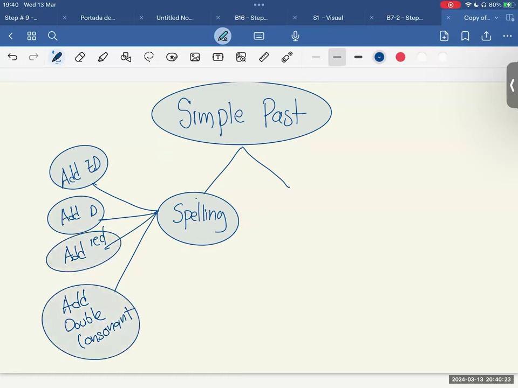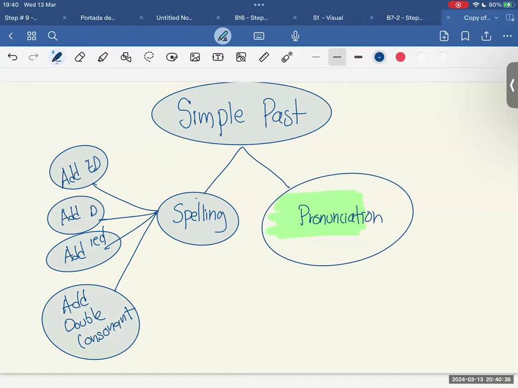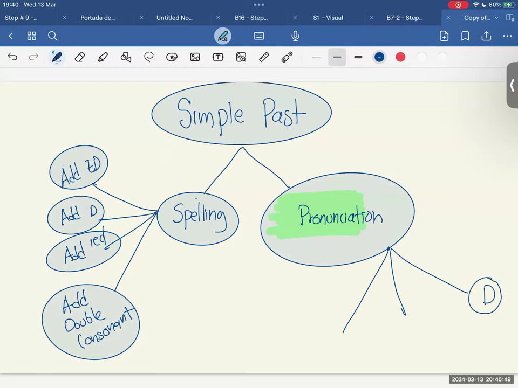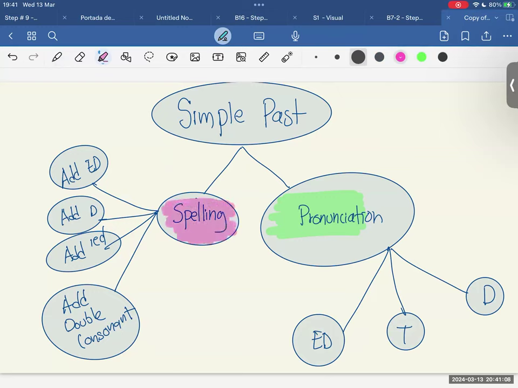Like that, the spelling. And the class of today is going to be right here. Class of today is pronunciation. Okay? And in that pronunciation, we are going to have three divisions: the D, the T, and the ED. That was yesterday: ED, IED, and double consonant. That was from yesterday. This is from today, the pronunciation.